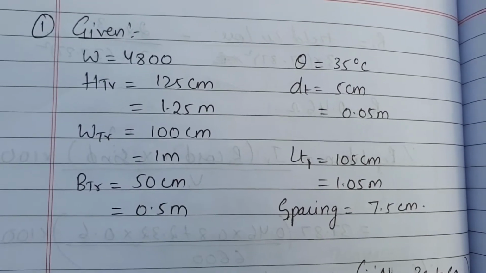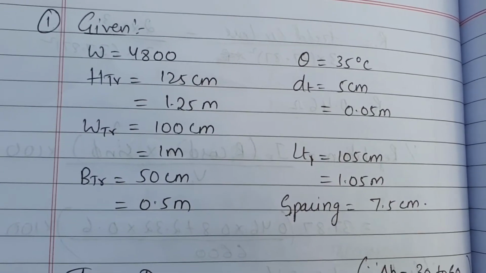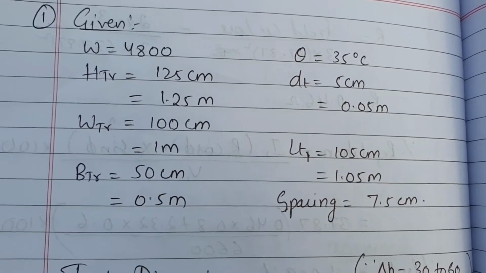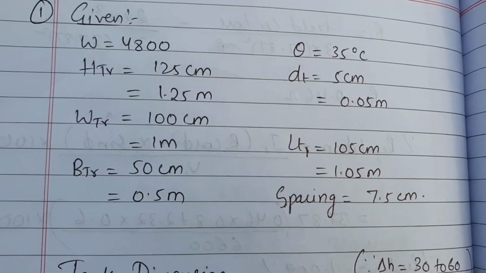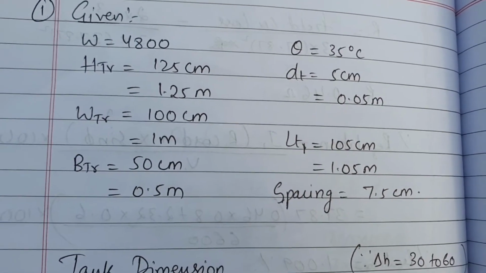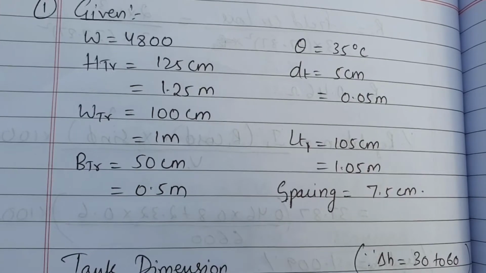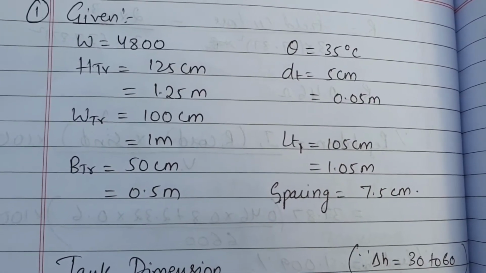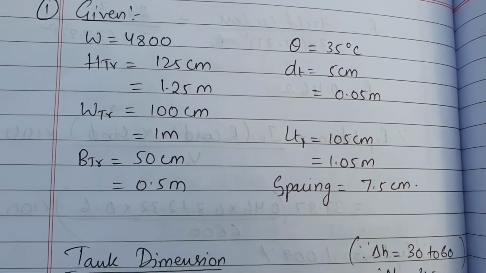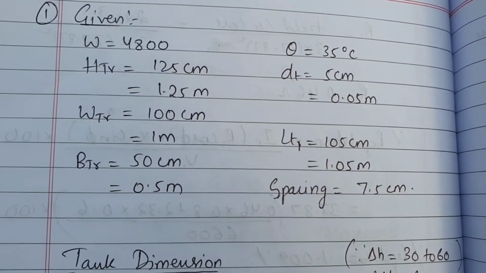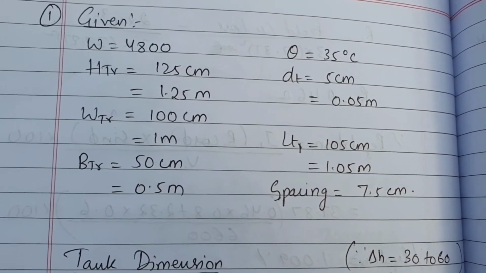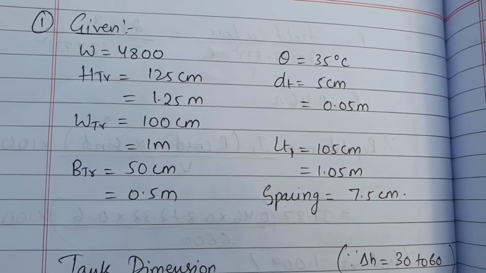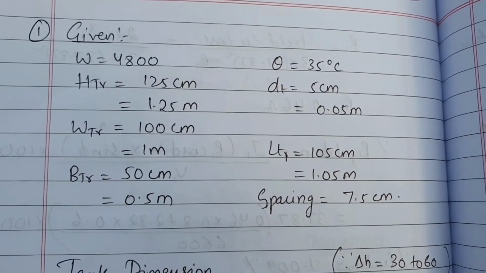Write down the given things. The total loss W is given as 4800 watts and height of transformer is given as 125 centimeter. Write it as 1.25 meter, and he has given in plan 100 by 50 centimeter. Remember, plan means when we are seeing a transformer from the top. So when we see the transformer from the top, we can see width and breadth, not the height. So therefore, WTR is equal to 100 centimeter and BTR is equal to 50 centimeter.